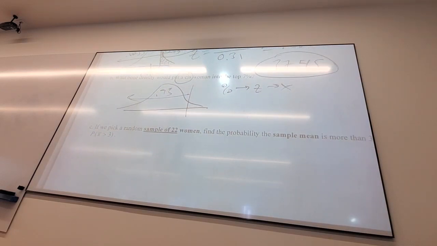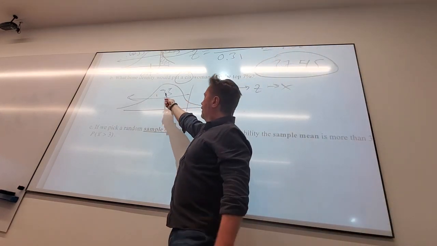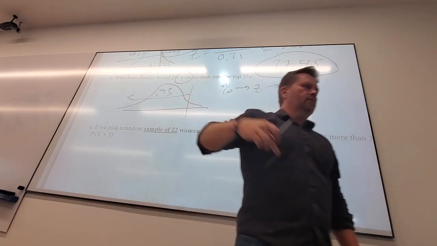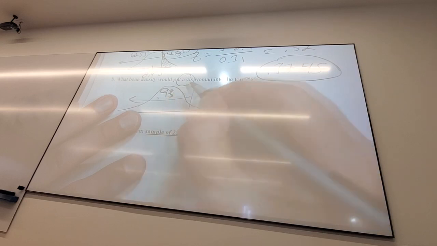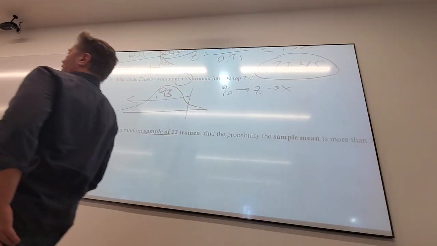So take a minute. Don't say anything. Try to find the z-score for an area of 0.93.